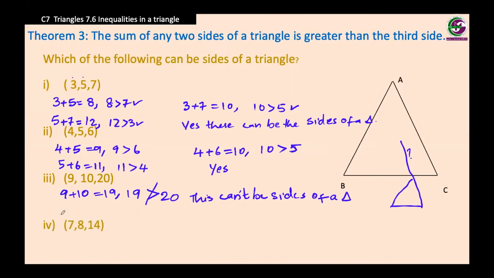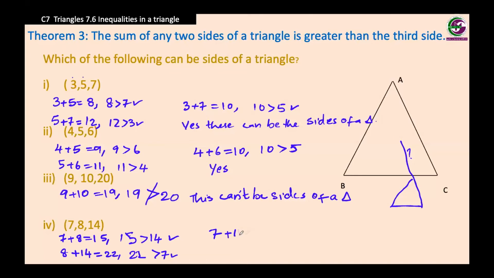Let us see one more example. 7, 8, and 14. Case 1, first and second. 7 plus 8 is 15, and this is greater than the next side, which is 14. This is okay. Next one, 8 plus 14 is 22, is also greater than the other side, which is 7. This is also okay.